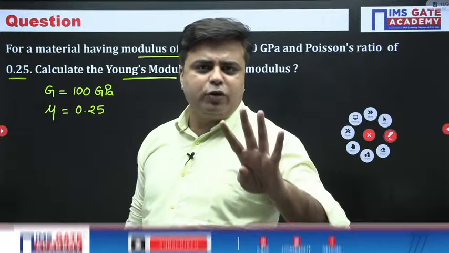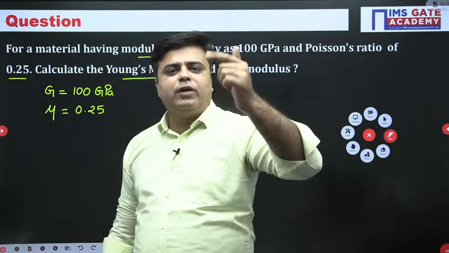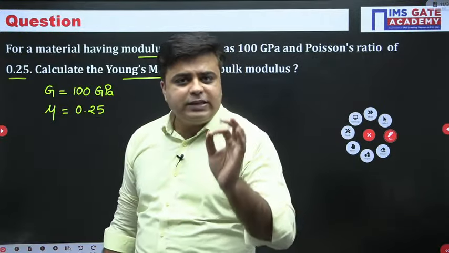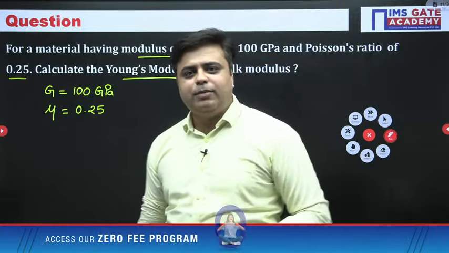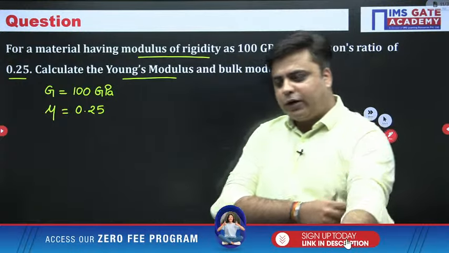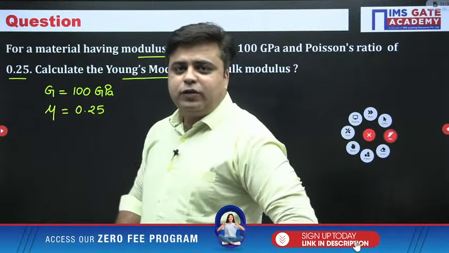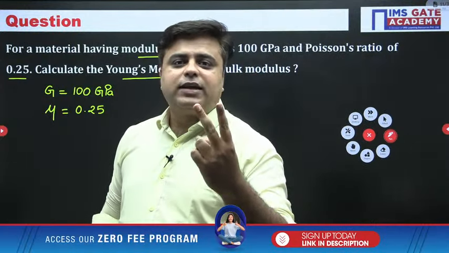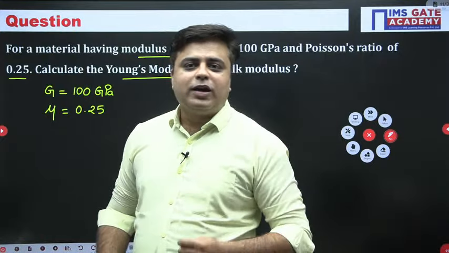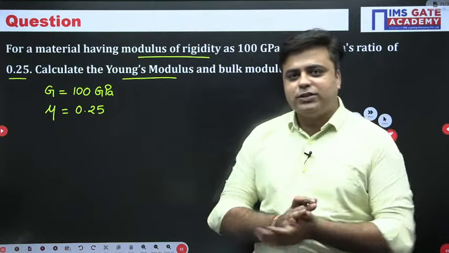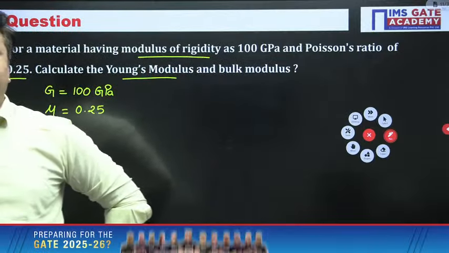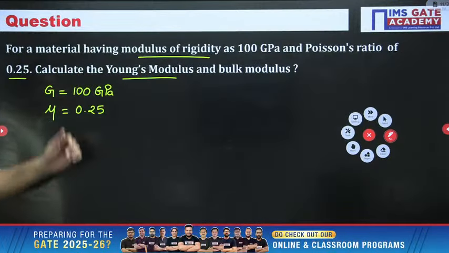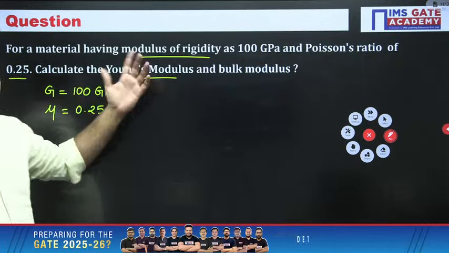We have written 4 relations. You can just number them 1, 2, 3 and 4. Which relation should I use? First one, second one, third one or fourth one? Quickly tell me, only for calculating the Young's modulus. I am just waiting for your answers. I have the value of G, I have the value of mu and I want the value of Young's modulus.